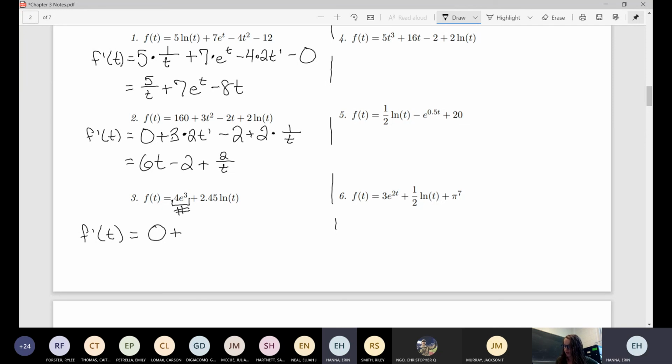Plus the derivative of 2.45 natural log of t, 2.45 comes along for the ride. Derivative of natural log of t is 1 over t. So this is just 2.45 over t. Questions, concerns?